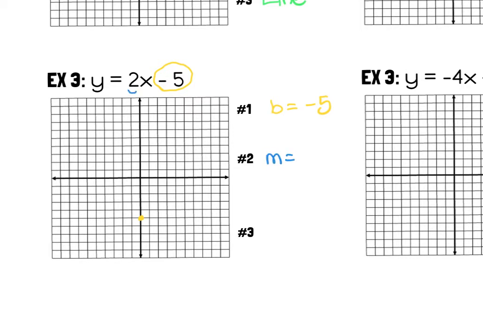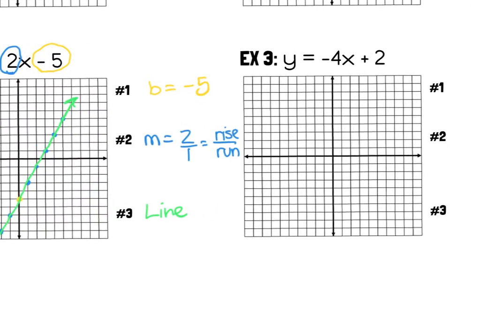Step 2, find the slope. That's the number multiplying with x. In this case, that's positive 2, which, if it's a whole number, we put over 1. And that's our rise and our run. Starting from the y-intercept, I'm going to run 1 unit to the right and 2 units up. And I can keep doing that: 1 right, 2 up. I can also reverse both directions and go 1 left and 2 down, and that will still be on the same line. Step 3, connect your dots and put an arrow on each end. So that's how you graph.